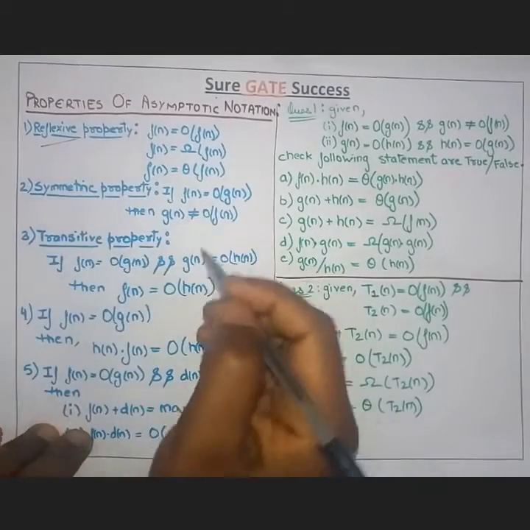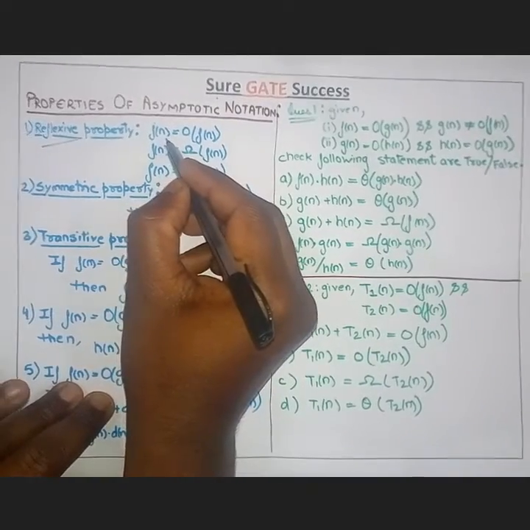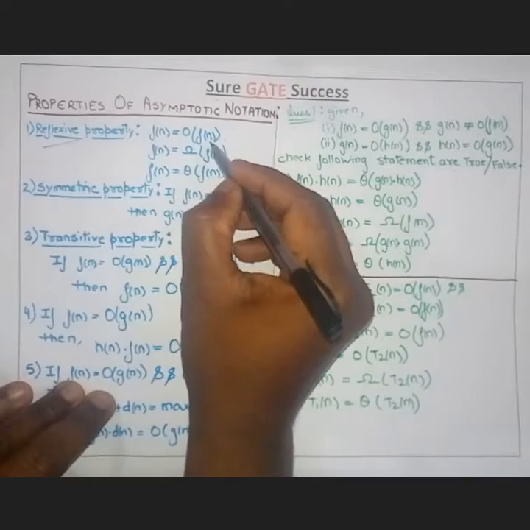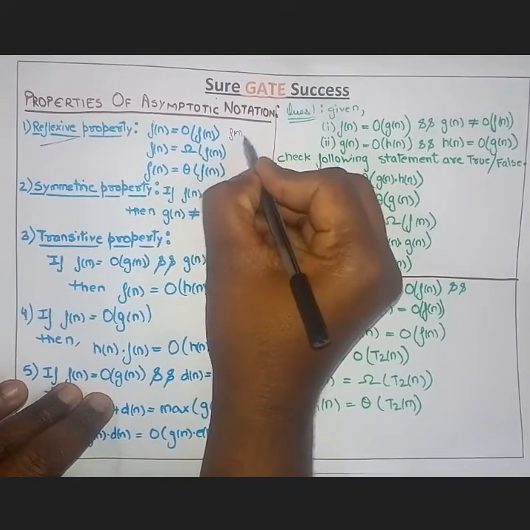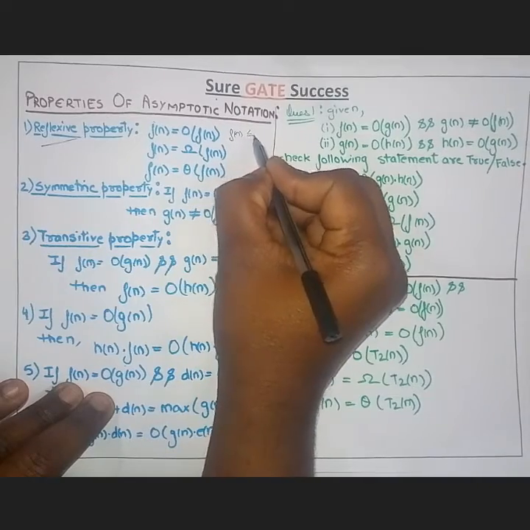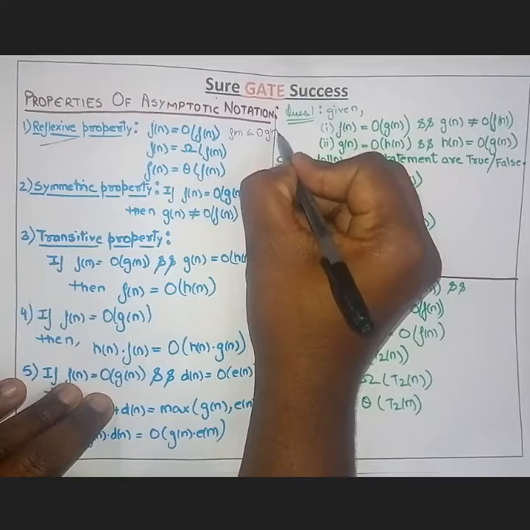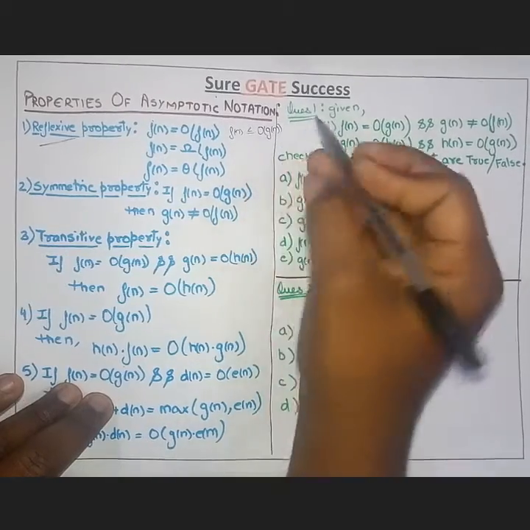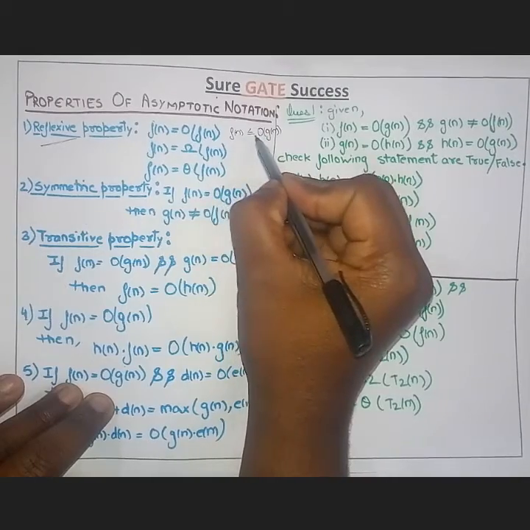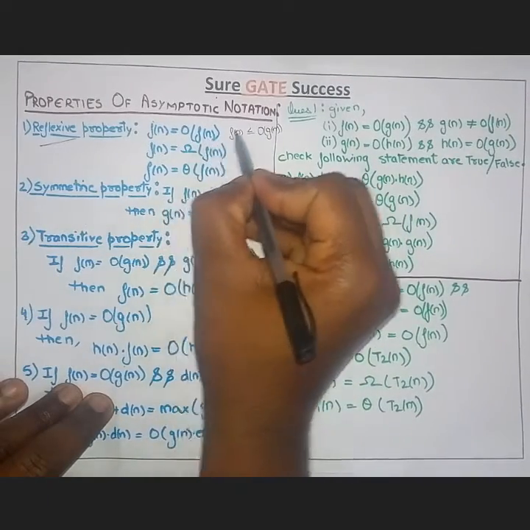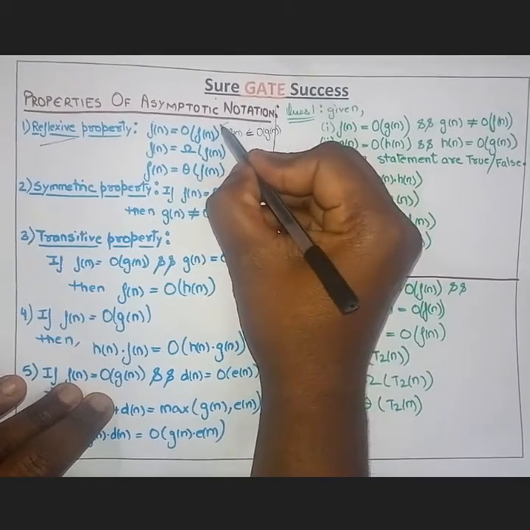The first one is the reflexive property. Why are we saying it is reflexive? Because function f of n will be equal to function f of n. And what is the condition of big O? That f of n has to be less than or equal to big O of g of n. Have you remembered the condition? So in this condition, f of n will always be equal to f of n because of this equal sign. Therefore, this condition is satisfied.